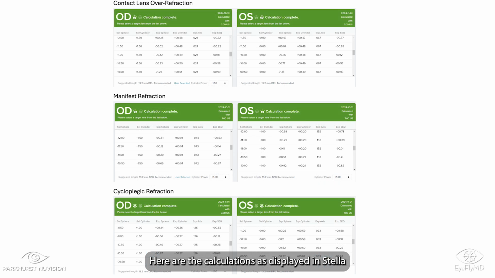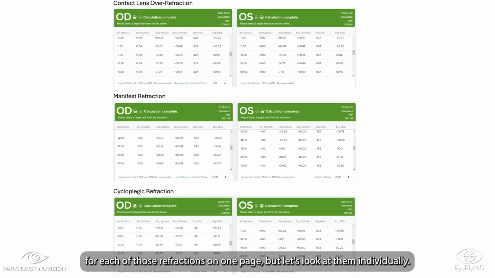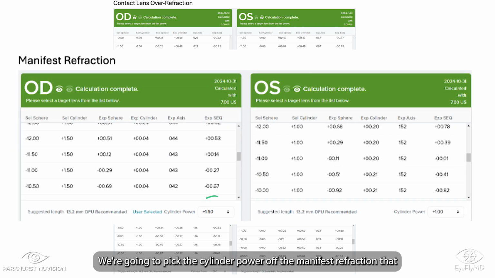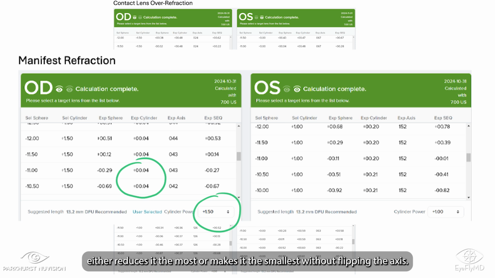Here are the calculations as displayed in Stella for each of those refractions on one page, but let's look at them individually. We're going to pick the cylinder power off the manifest refraction that either reduces it the most or makes it the smallest without flipping the axis.